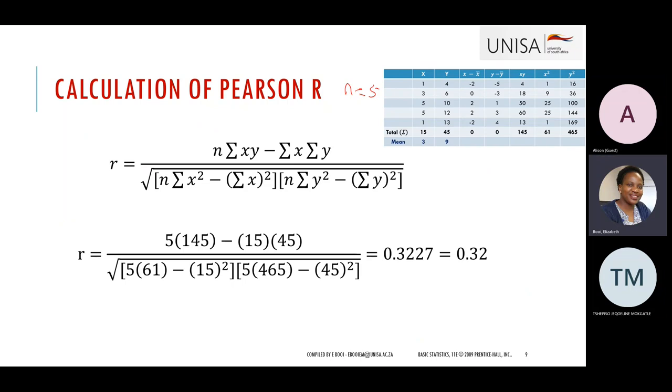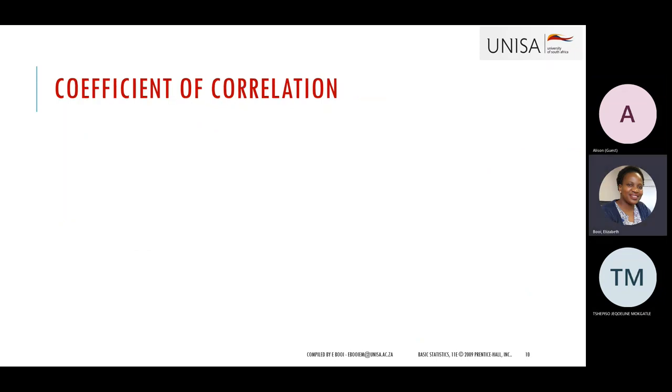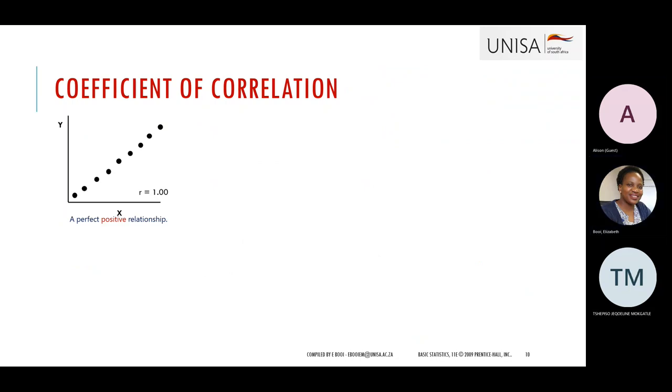So in your exam, sometimes they will just give you the value of r equals 0.32 and ask you to interpret that value. This is how you calculate the value, but you might be asked to interpret what this value of 0.32 means. And in terms of that, based on the scatter plot, you should be able to determine whether your correlation coefficient will be positive or negative.